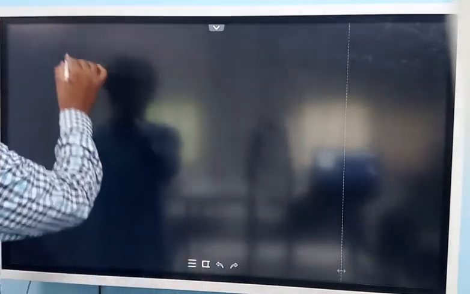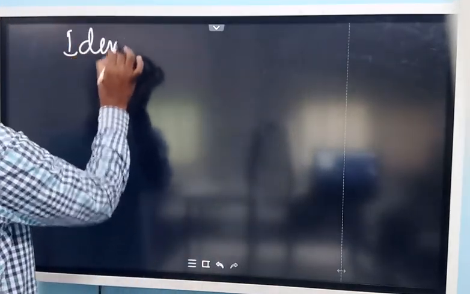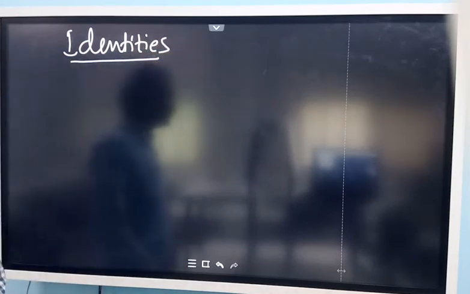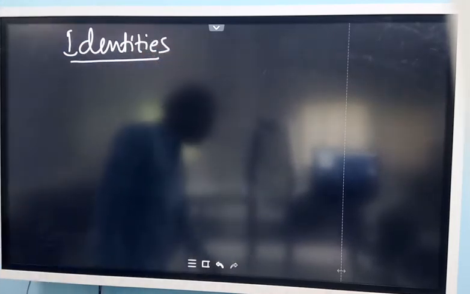So we will go to the identities. What is an identity? So let us discuss now identities. Now I will write one identity.